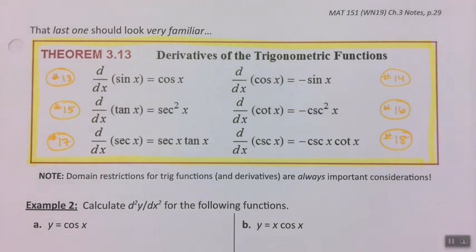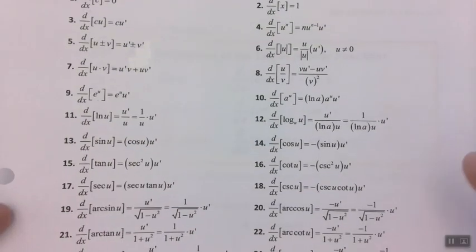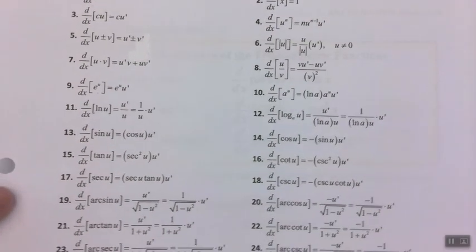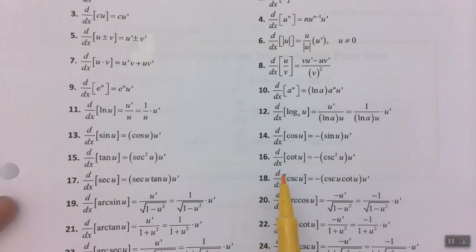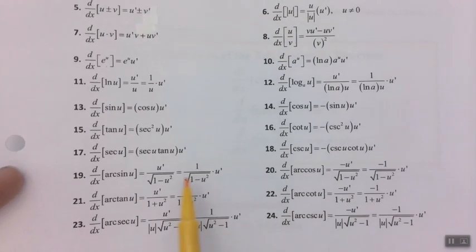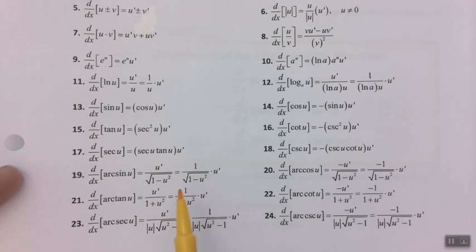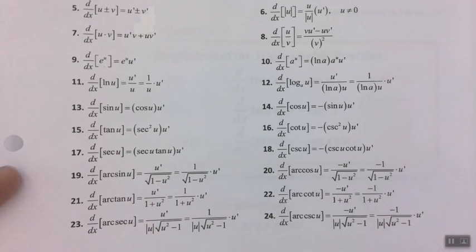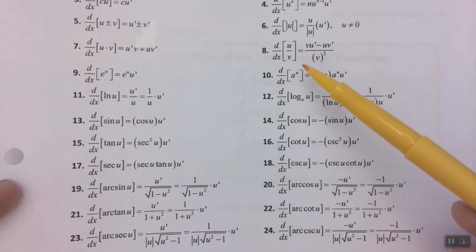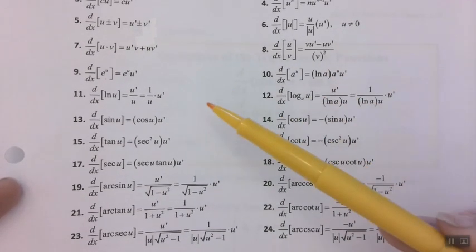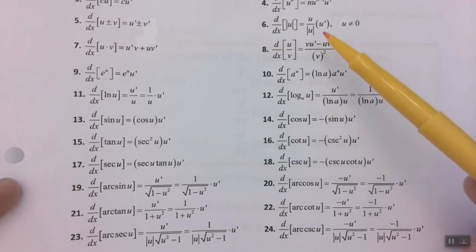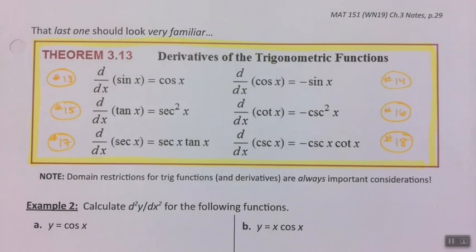There are a few that we haven't covered yet, and you'll have to memorize those, but you have to memorize 1 through 18, and there at 18 is the derivative of cosecant. The 6 at the bottom you do not have to memorize, but you will have to use them. We've skipped over a few in here, namely 10, 11, 12, and number 6, and we'll get to those in a later section. And also what all the U's mean.